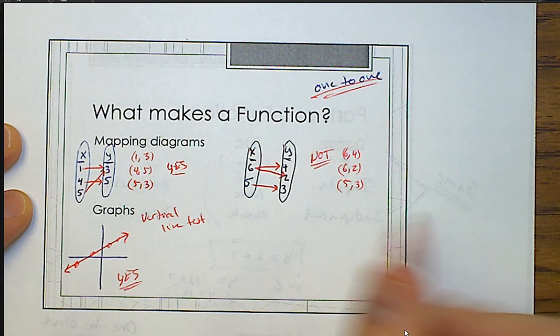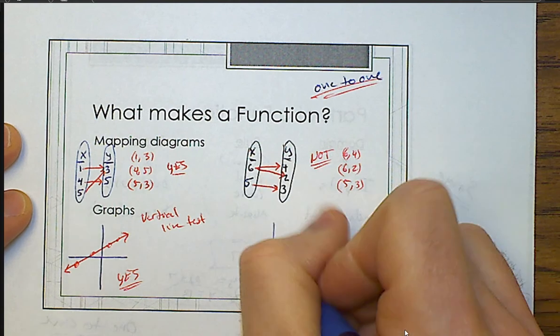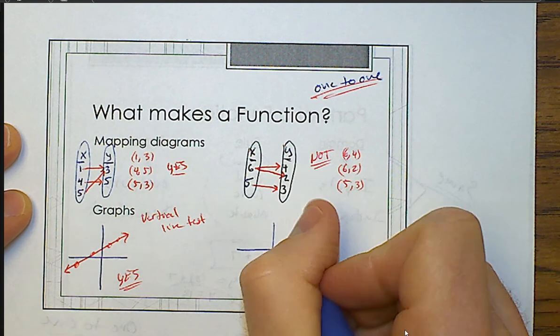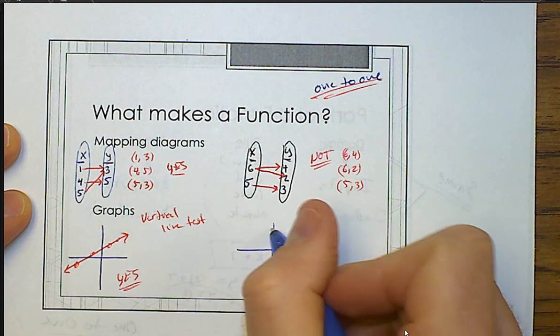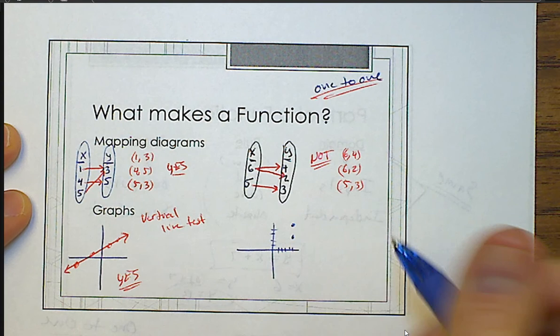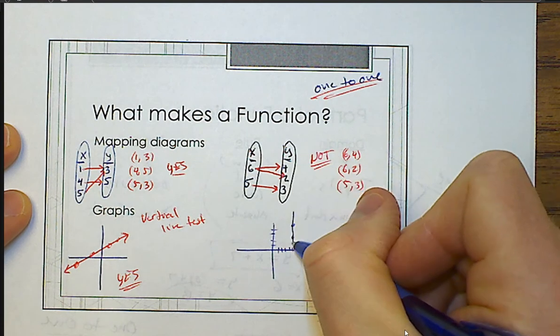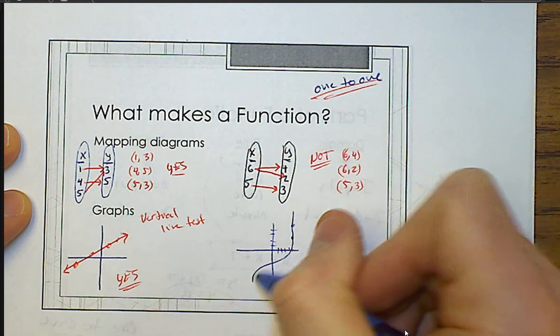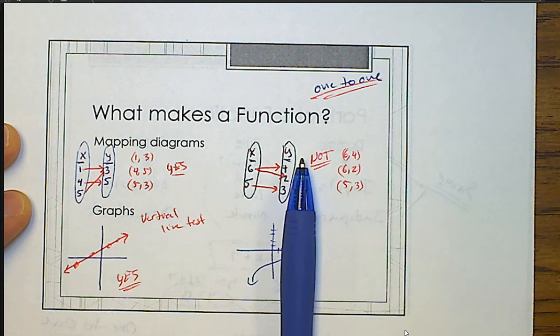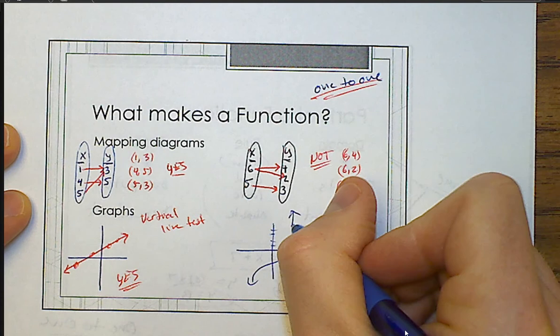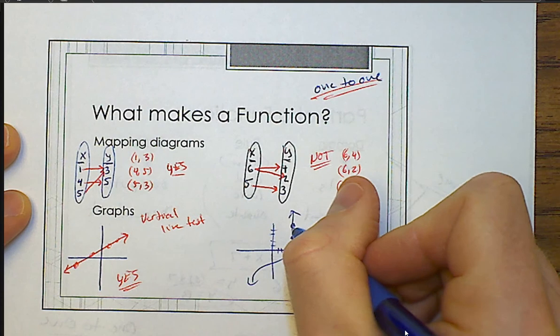If you were to graph this, 6, 4, and 6, 2, and 5, 3, you can see whatever this graph would be. I don't know what it is. I'm just doing something silly here, okay? But if I ran the vertical line test right there, it doesn't pass because you have 2 points on a vertical line, and that would not be a function.